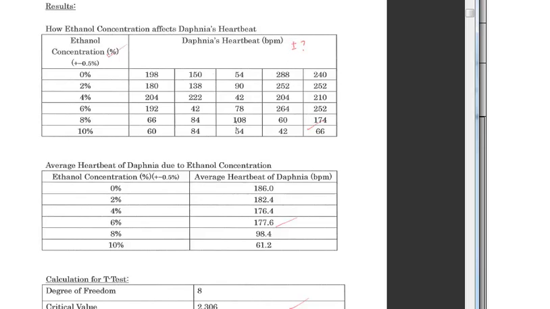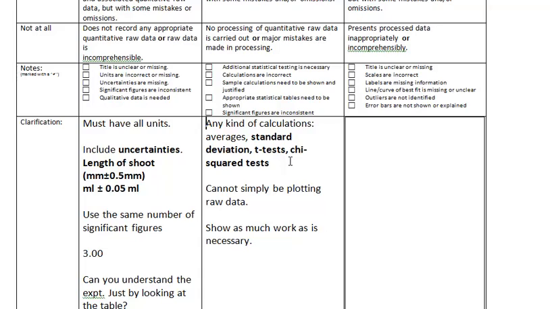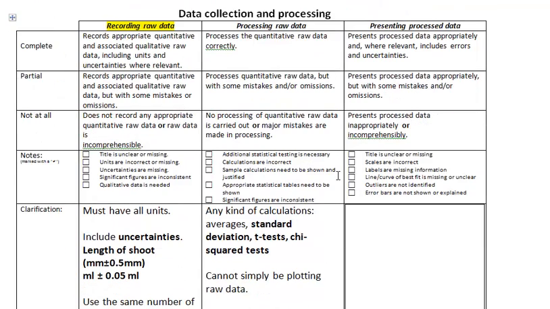And she does have everything rounded to the same number of significant figures. It's very easy to understand. She could have included the average at the end of this table. It doesn't matter how you format it, as long as all the information is there. So that's okay. All right, processing the raw data.